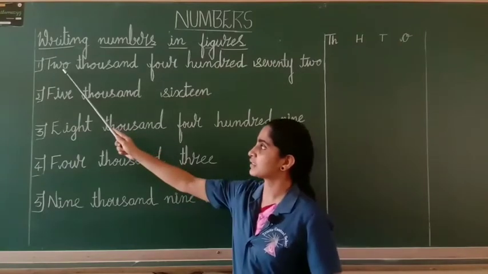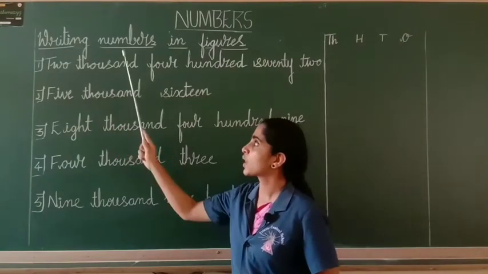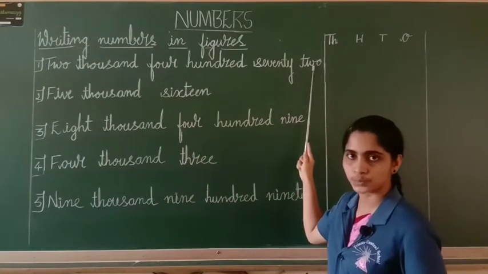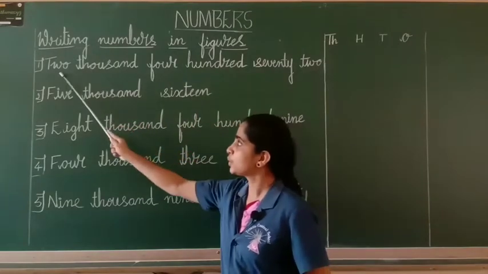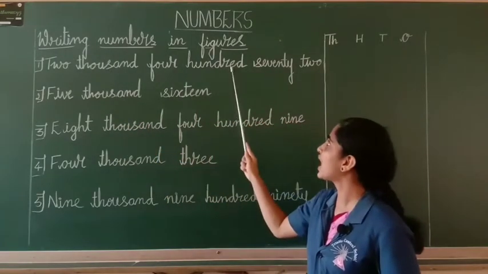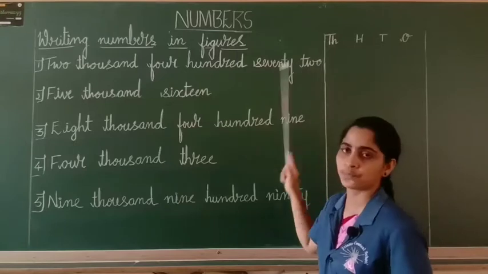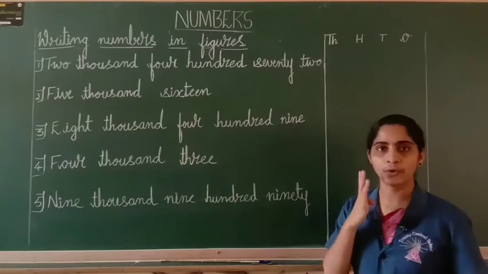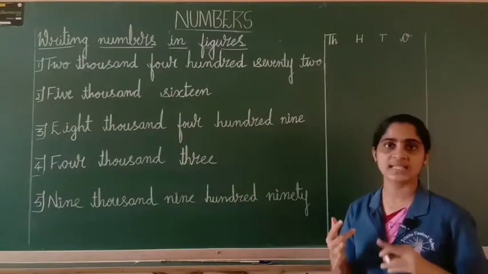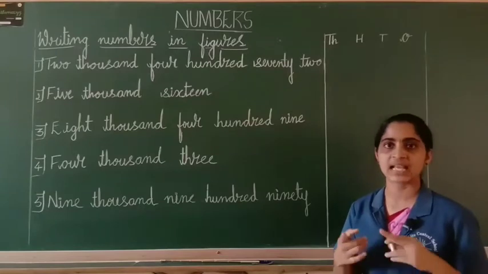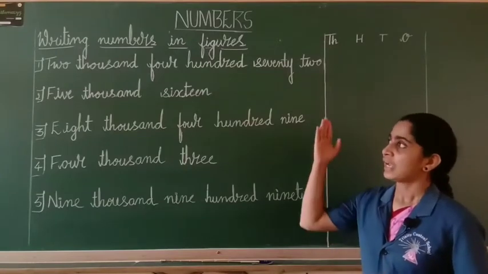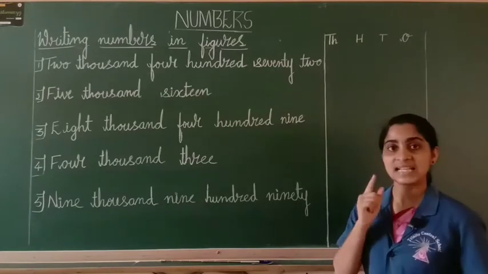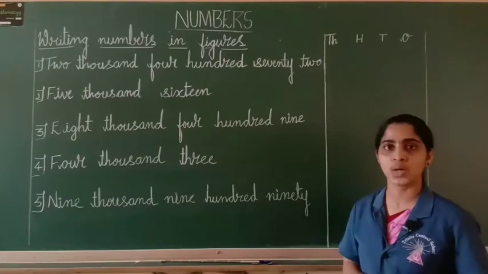You can see here the first number is 2472. I repeat, 2472. You know that when it comes to 1000, there are 4 places. Thousands place, hundreds place, tens place and ones place. Here you can see that there are 2 thousands, 4 hundreds, 7 tens and 2 ones.